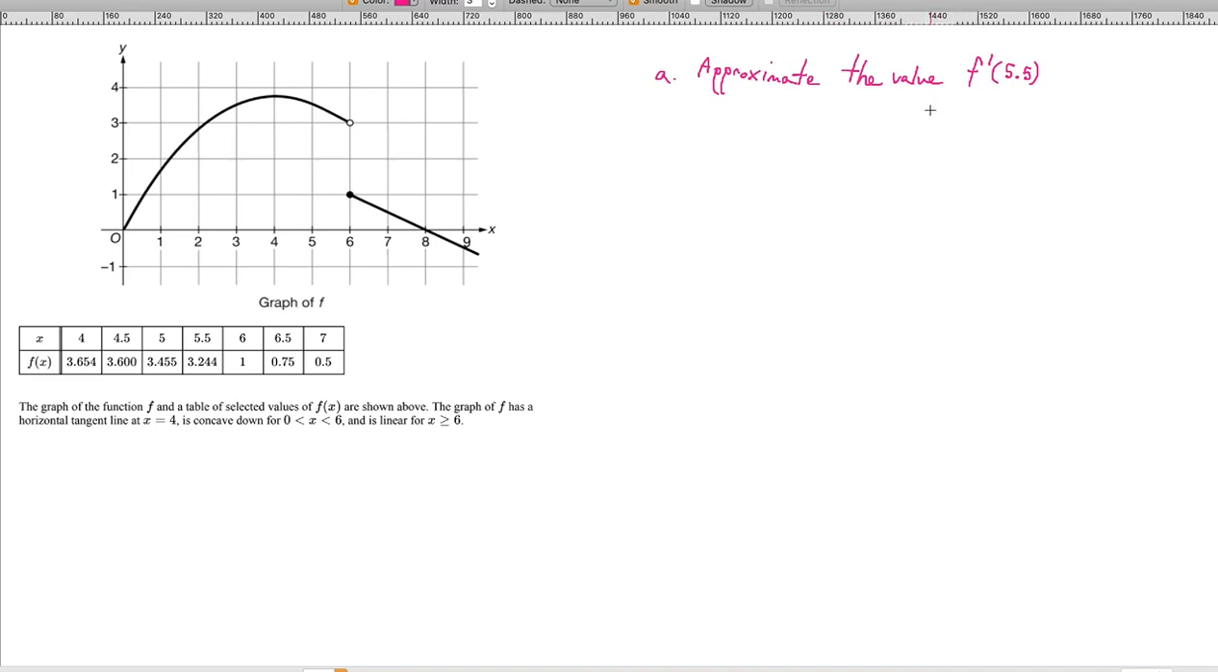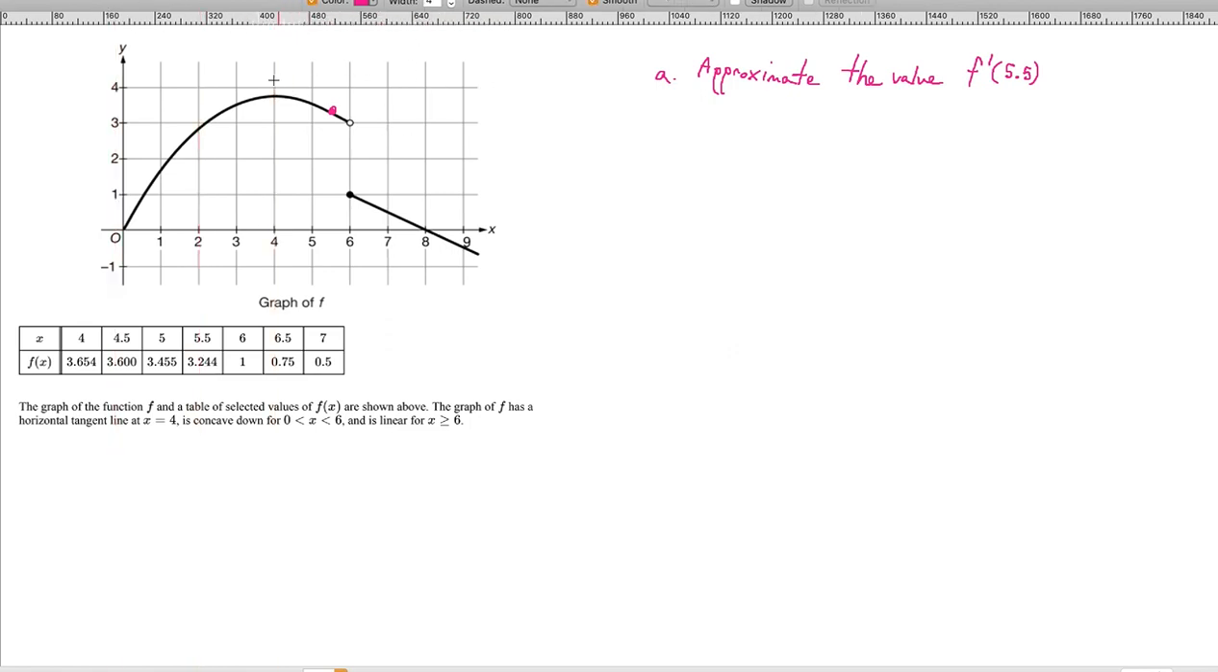We need to approximate the value of f prime of 5.5. If we look at this graph of f, we see it is horizontal, concave down, linear, and so forth. Now, the value of f prime of 5.5 is the slope of the tangent line at that point.